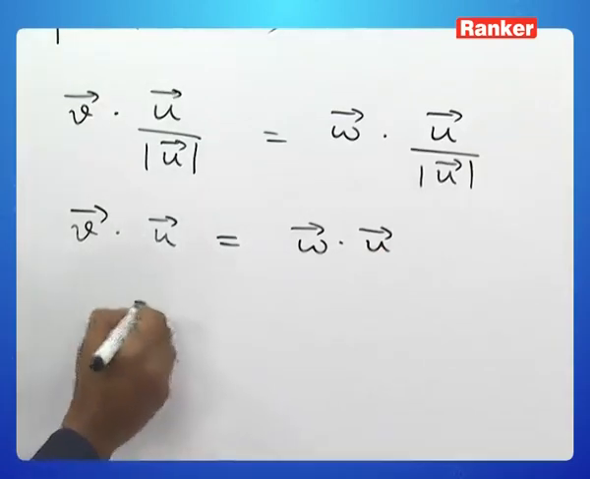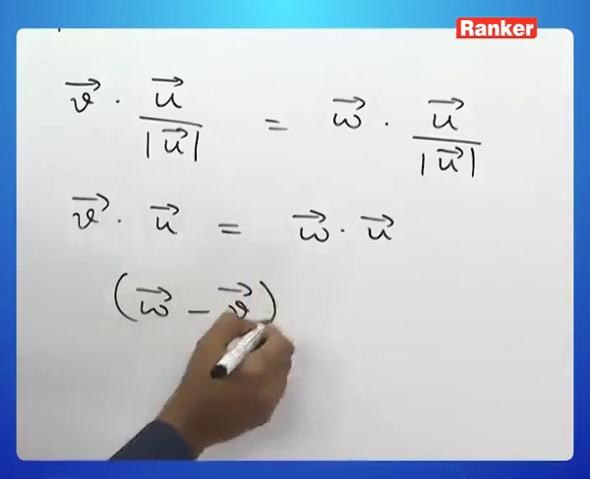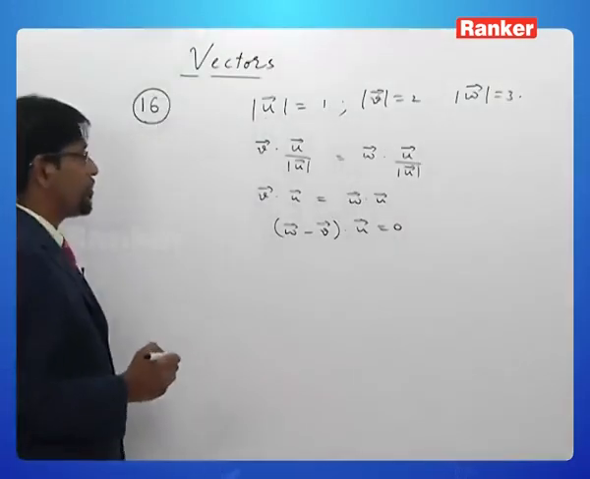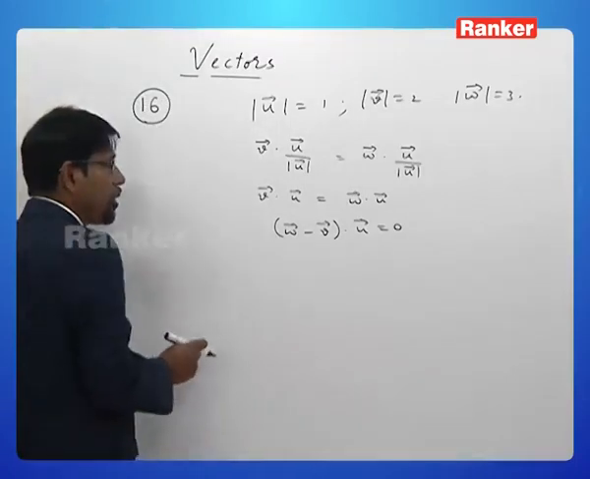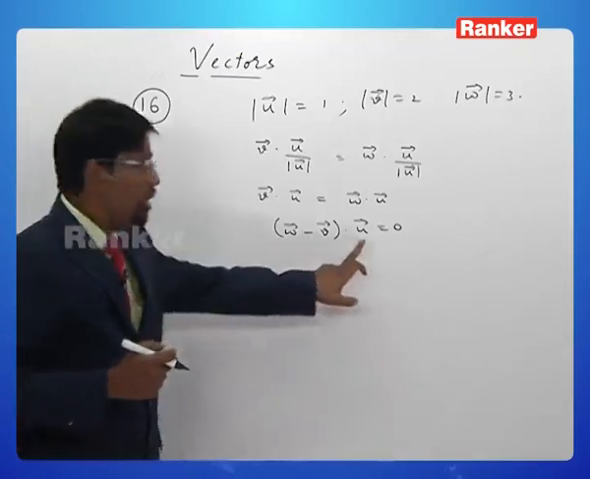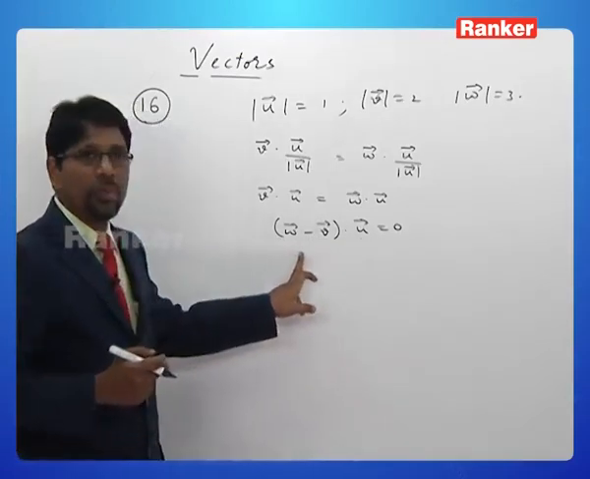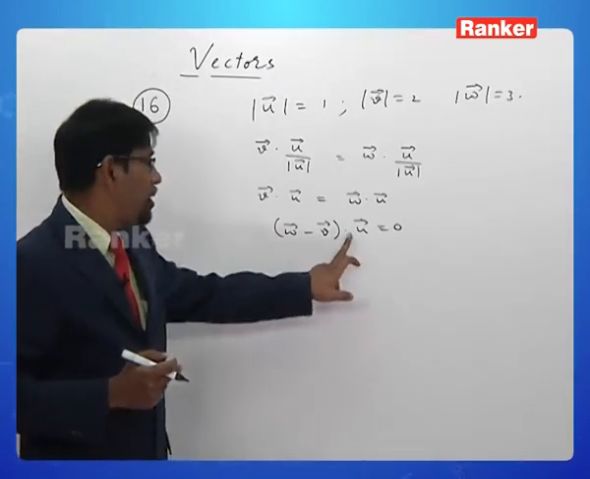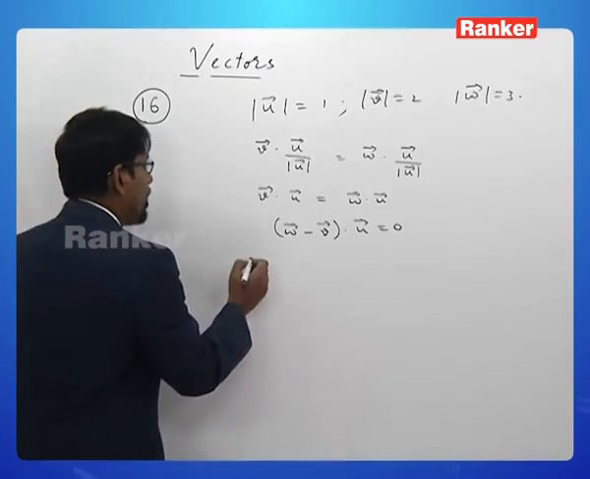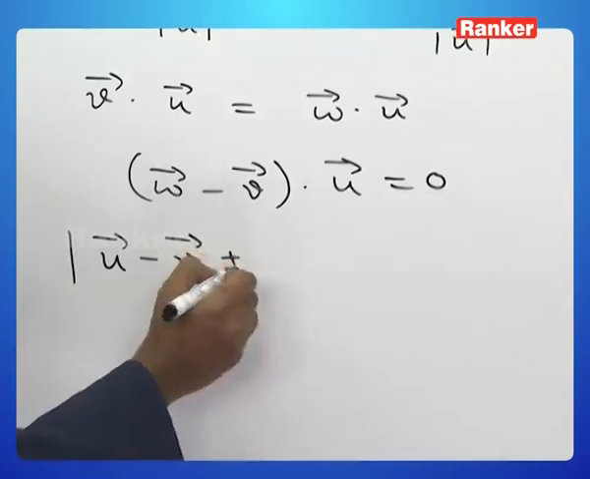In other words, we can say (w minus v) dot u is equal to 0. The dot product is distributive over addition or subtraction, so we can write w dot u minus v dot u to be 0. Therefore, that is equal to (w bar minus v bar) dot u equal to 0 here. Now what do we want? We want the magnitude of u minus v plus w.